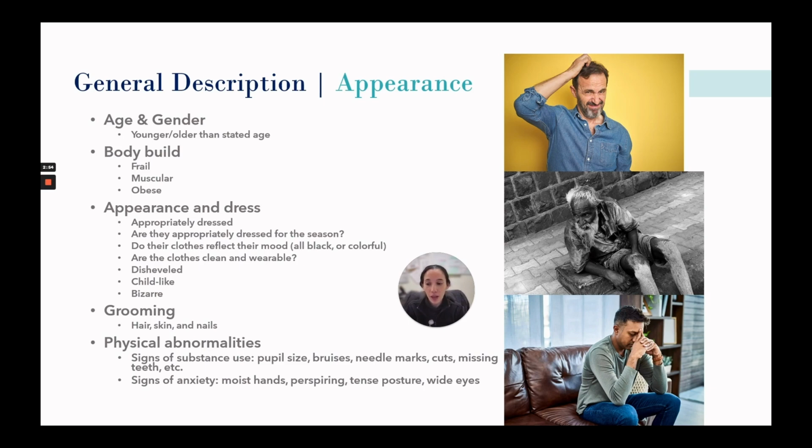And looking for physical abnormalities. So any signs of substance use, pupil size, bruises, needle marks, cuts, missing teeth, etc. Signs of anxiety such as moist hands. Are they sweating? Are they tense? Are their eyes wide? All of these things we should be assessing in their appearance. And as we can see, these three people on the side have very different appearances, body builds, and ages. Some are disheveled, some are well put together. All of these things we want to make note of.